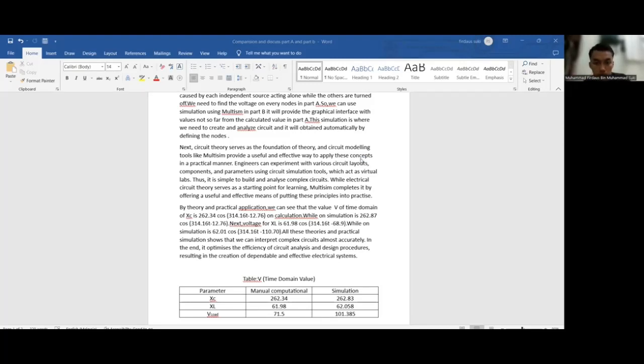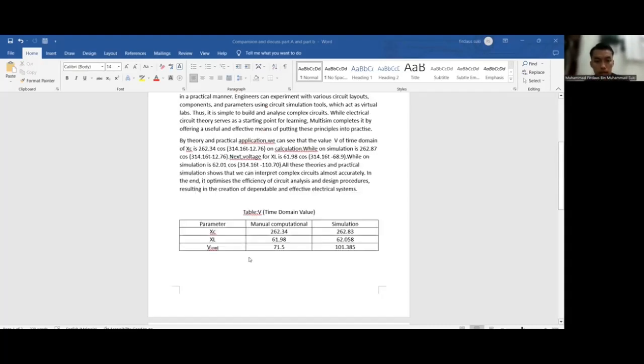All these theories and practical simulations show that we can interpret complex circuits almost accurately. In the end, it optimizes the efficiency of circuit analysis and design procedures, resulting in the creation of dependable and effective electrical systems. Here is a table of time domain values for manual computation and simulation. For XC the simulation is 262.64. For the load it is a little bit different.